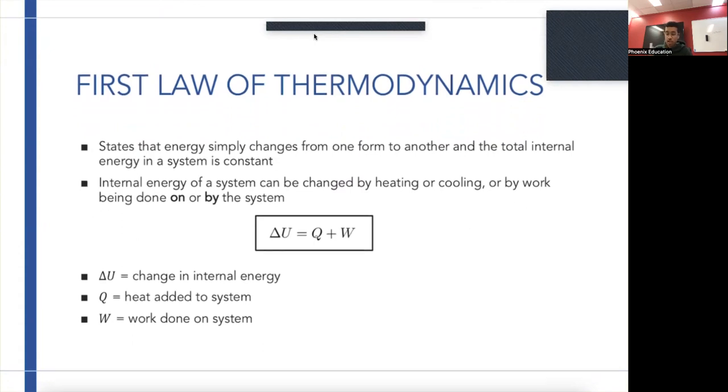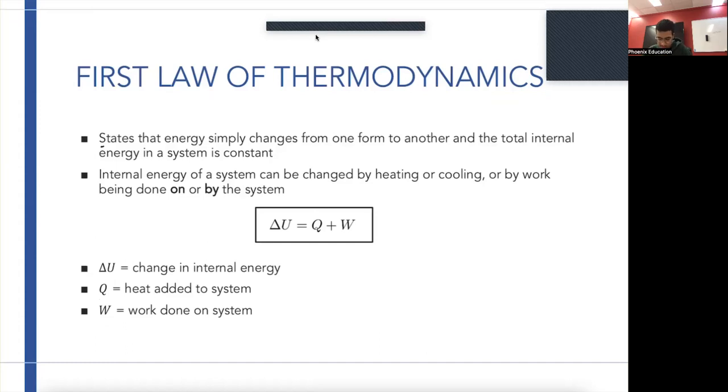What this says is that energy can't be created nor destroyed, only added to another system or transferred, okay? So this is what the first dot point is saying. It states that the energy simply changes from one form to another. So heat energy going into kinetic energy, going into potential energy. That's what the first law of thermodynamics states, okay?